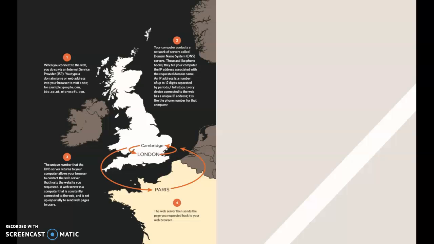Second, your computer contacts a network of servers called domain name system servers. These act like phone books. They tell your computer the IP address associated with the requested domain name. An IP address is a number of up to 12 digits separated by periods or full stops. Every device connected to the web has a unique IP address. It is like the phone number for that computer.